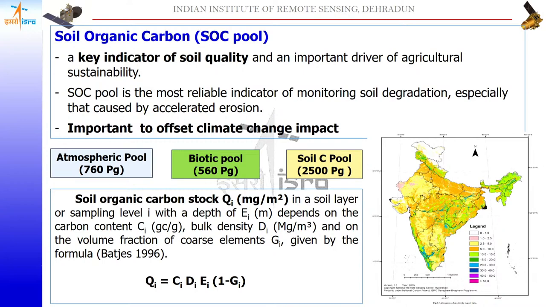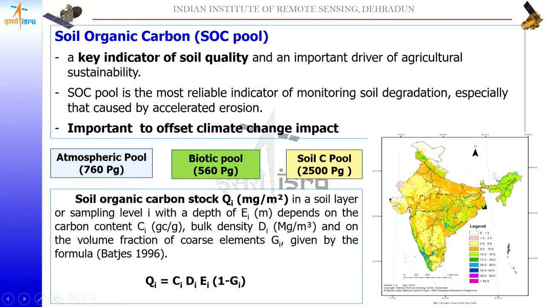That's why soil carbon study using remote sensing data, and how we can map soil carbon, becomes very important. And how can we estimate the soil carbon stock? You see here, the stock is equal to C D E, where C is the organic carbon by soil analysis, D is the bulk density, and E is the volume fraction of coarse elements. Using this formula, we can calculate the stock of carbon present in the soils.